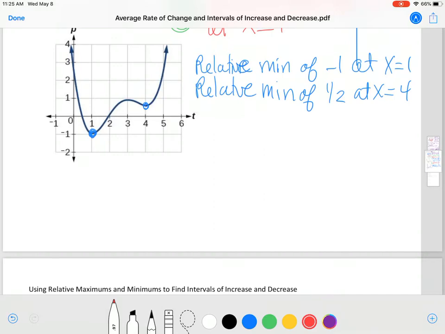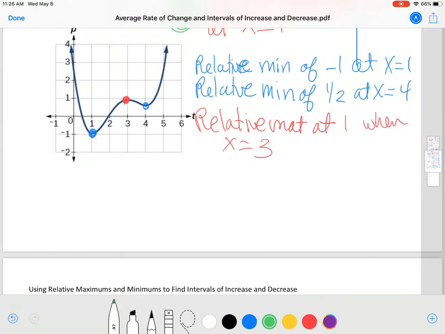And then we have a local max right here, a relative max at, that looks like at 1 when x is 3. So those are our relative or local maxes and mins. Those are the bottoms of the hills and the tops of the valleys.